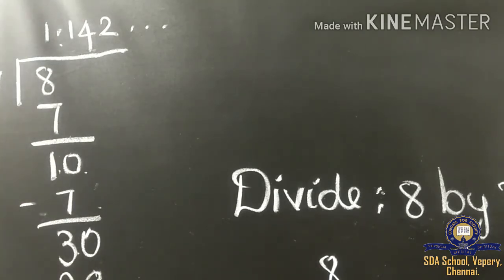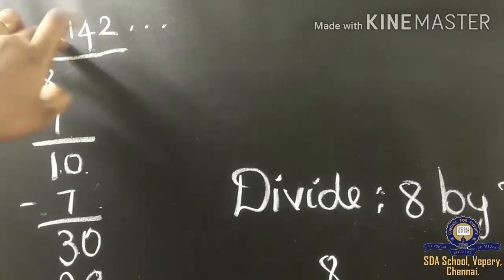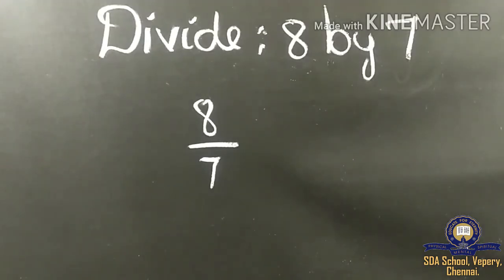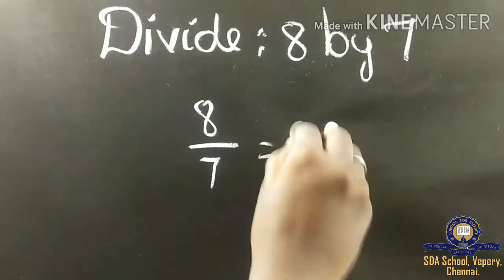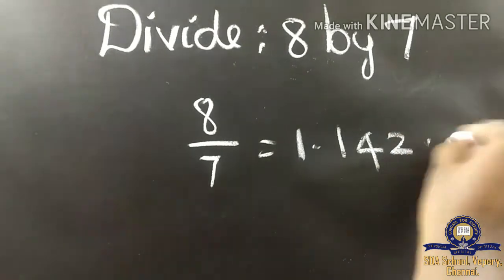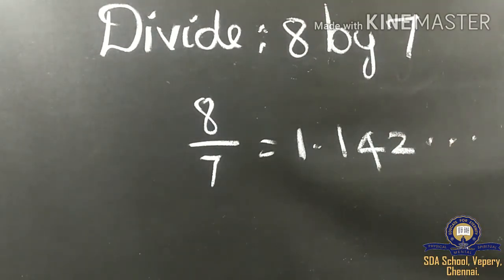Let's stop after 3 digits past the decimal point. Okay, let's stop. So here your answer will be 1.142 and so on. So this process is called non-terminating decimals.